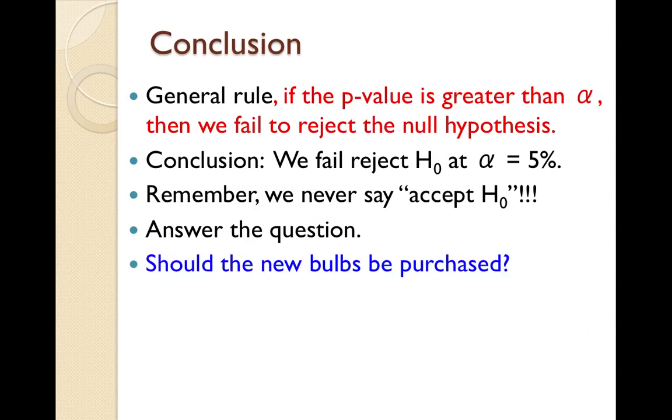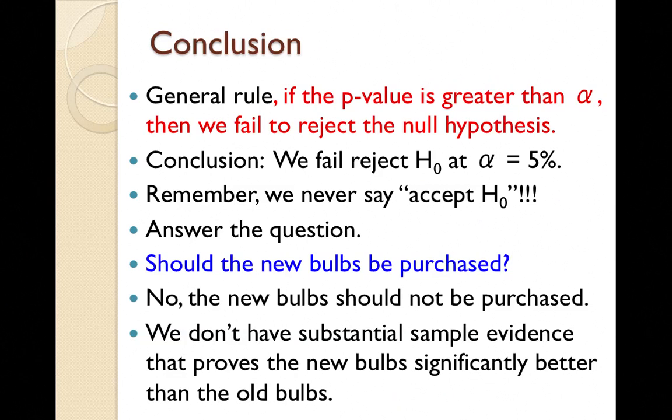Answer the question. The question was, should the new bulbs be purchased? Well, if our new bulbs were significantly better than the old bulbs, then they would be purchased. But we haven't found them to be significantly better than the old bulbs. So no, they should not be purchased. We don't have substantial sample evidence that proves the new bulbs are significantly better than the old bulbs. Okay, since the new bulbs are not significantly better than the old bulbs, we're not going to purchase the new bulbs.